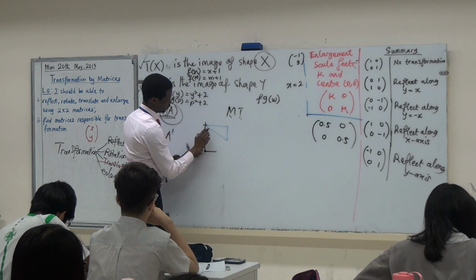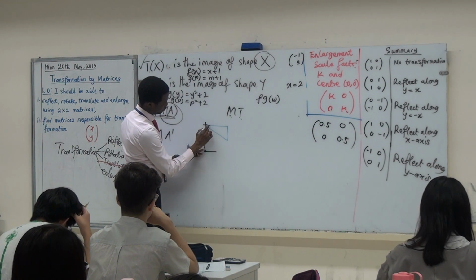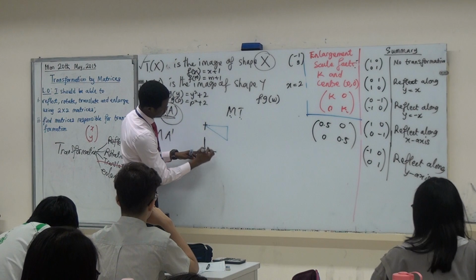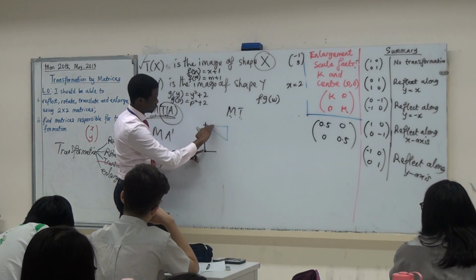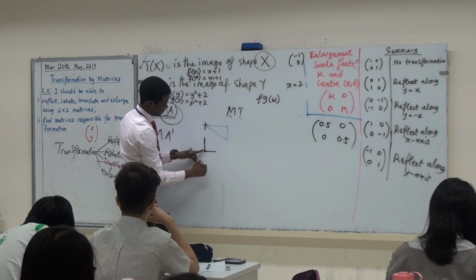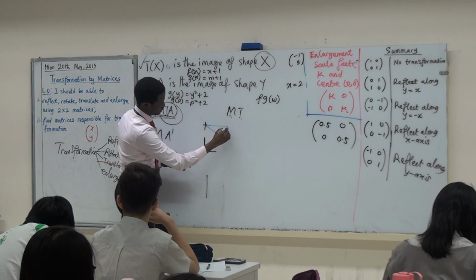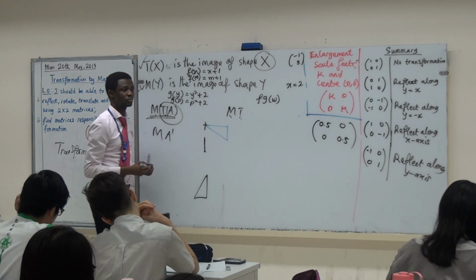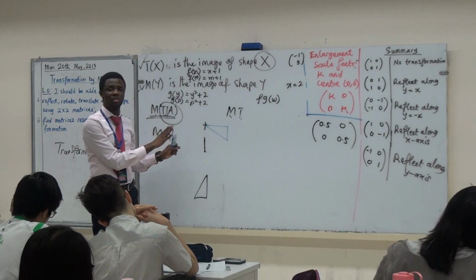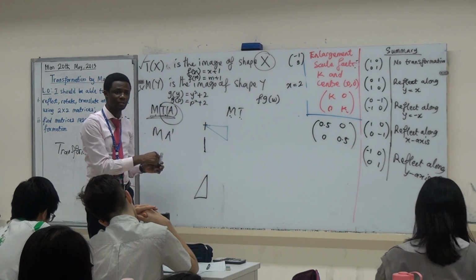If this point moves 90 degrees, it becomes this, you agree? It comes like that. This moves 90, comes here. Then this moves 90, comes here, this comes here. Do you agree? Is it a sketch of what it should look like?